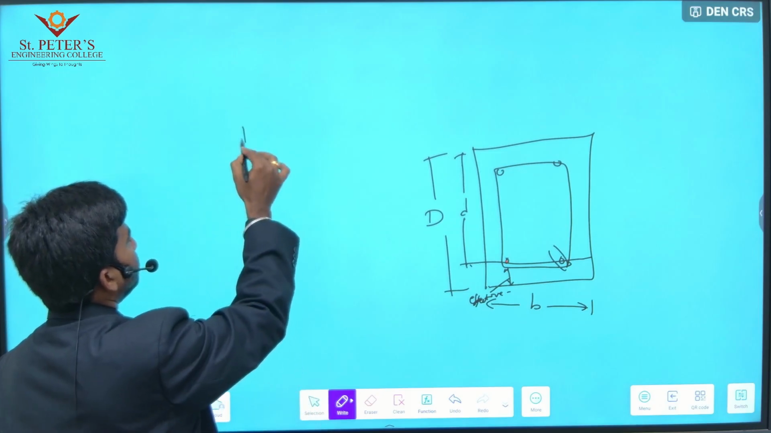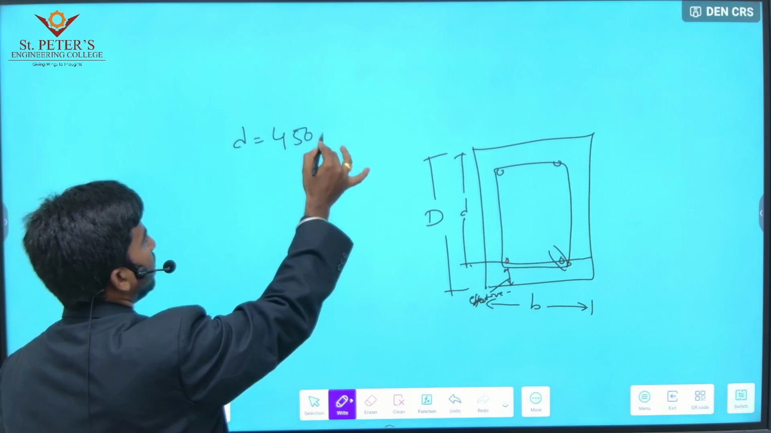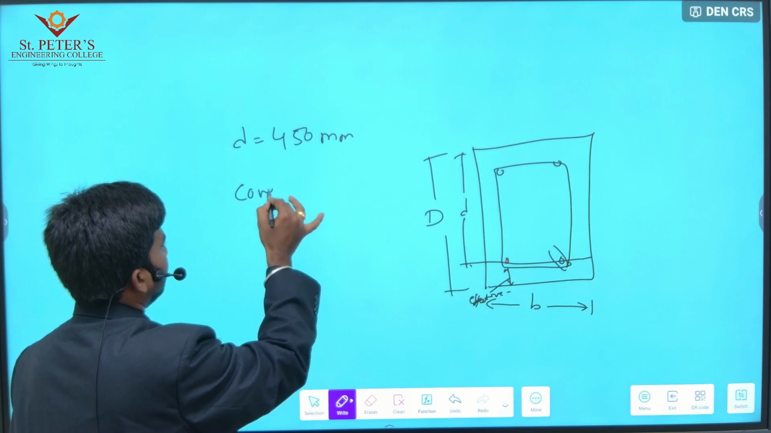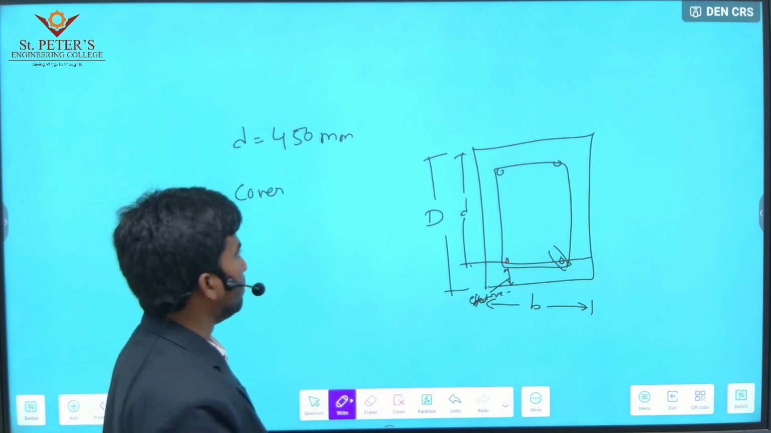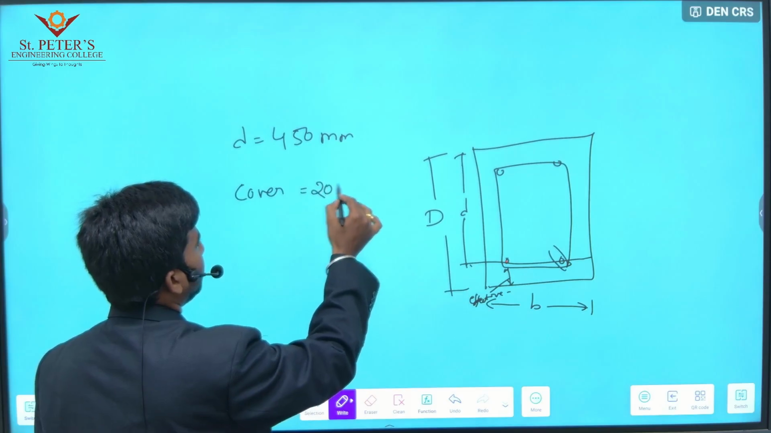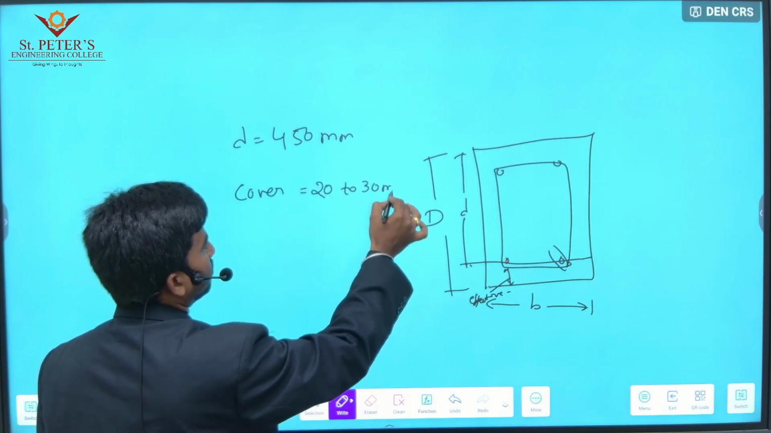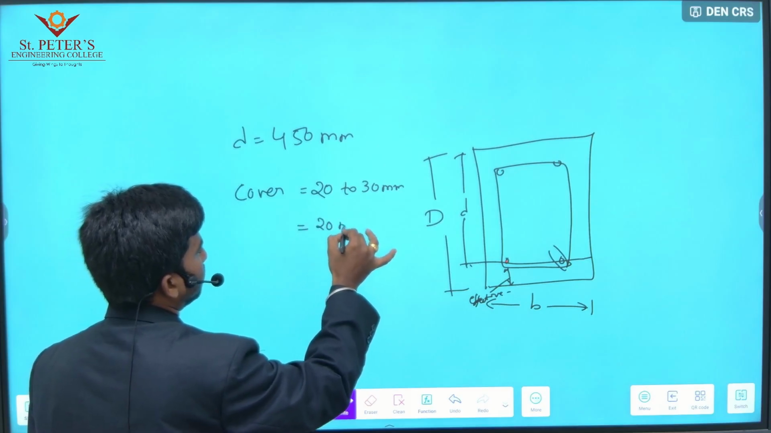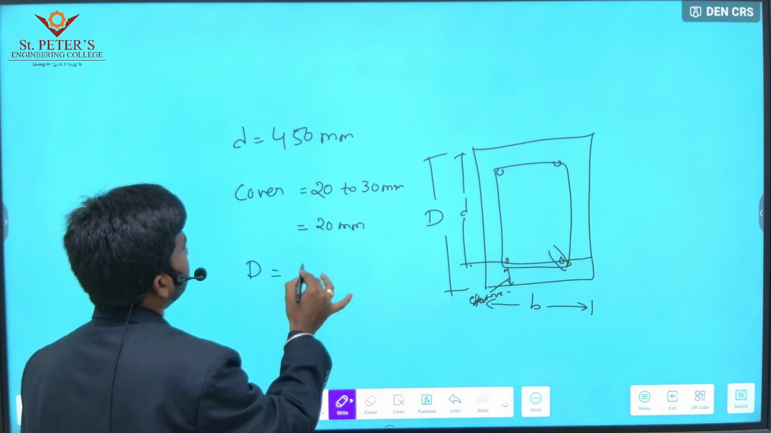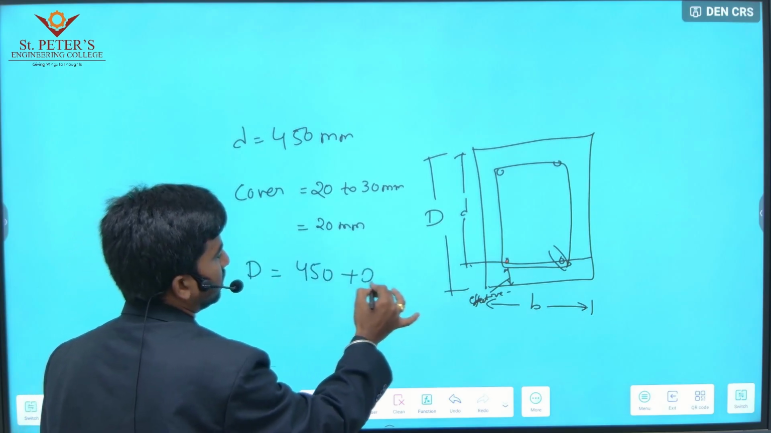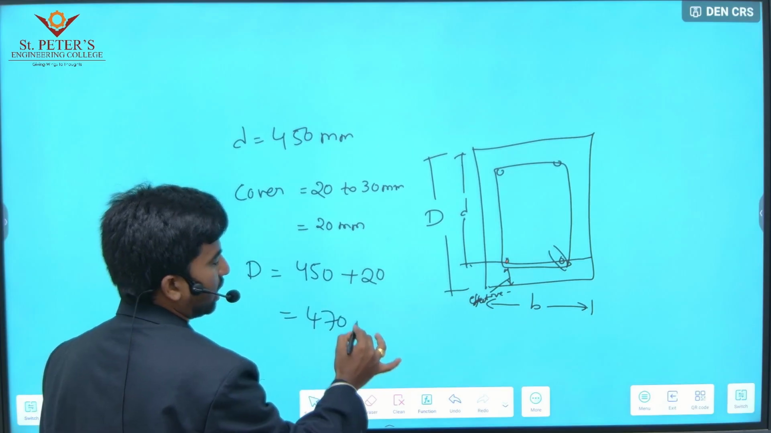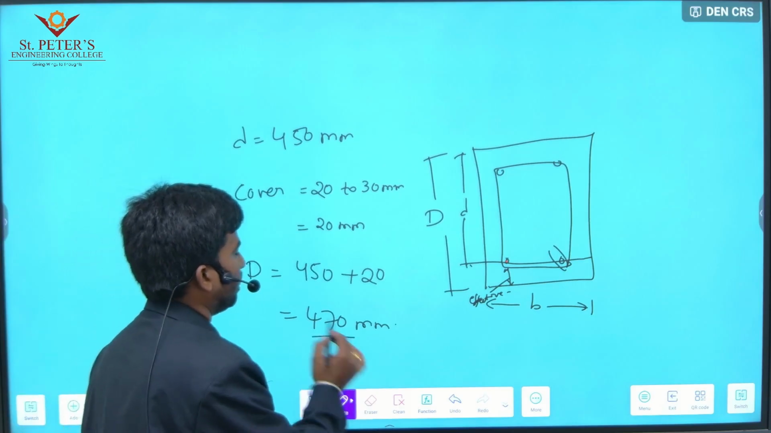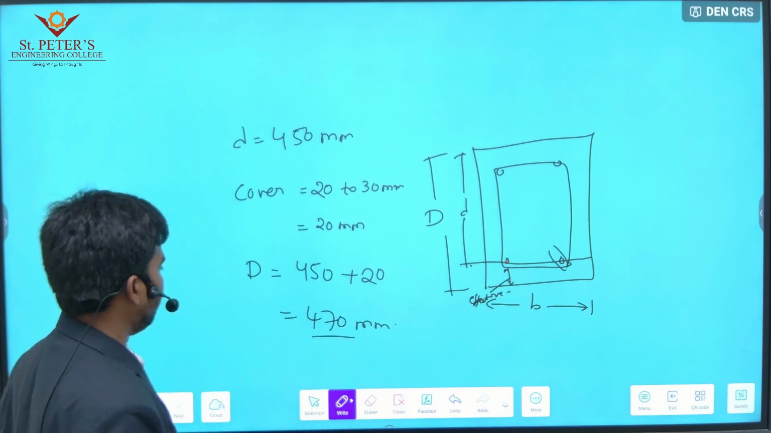Here we got the value small d equal to 450 mm, and the cover as per Indian standards for beam, we are taking 20 to 30 mm or 25. We are taking 20 mm minimum. Therefore the overall depth is 450 plus 20, that equals 470 mm. So this is the depth calculation value for the 6 meter beam.